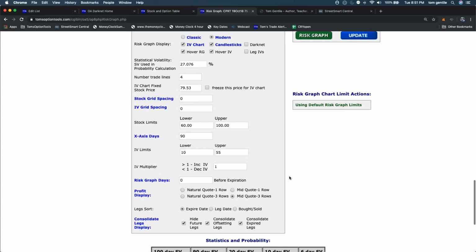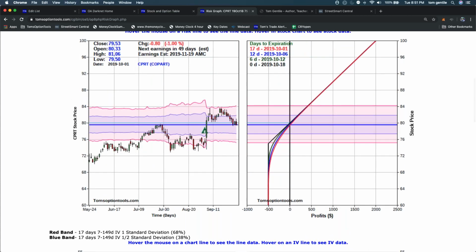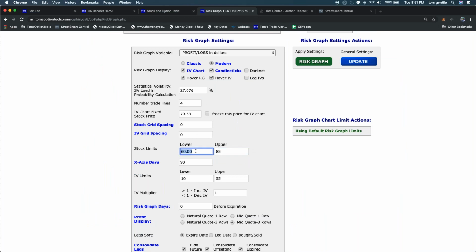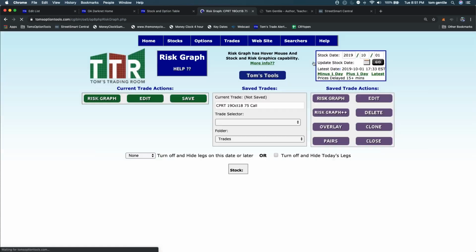And if I come down here and I go into the stock limits, let's make 85 my stock limit high. Let me look at that chart one more time. 70. So the chart really is hovering around 70, and I'm going to put that for a low, and I'm putting 85 as a high. I'm going to reset the risk graph because I just want to open this up.